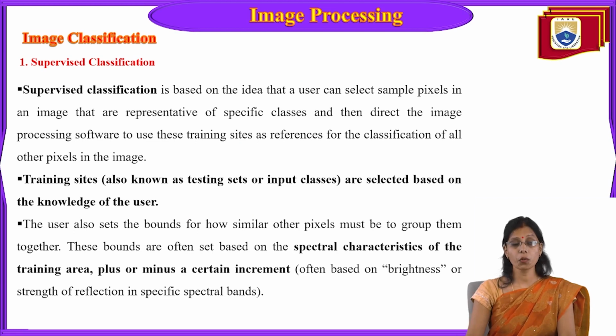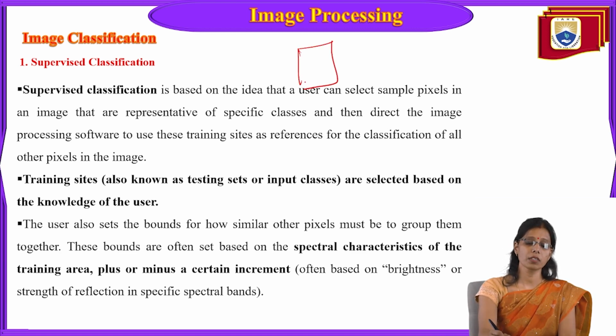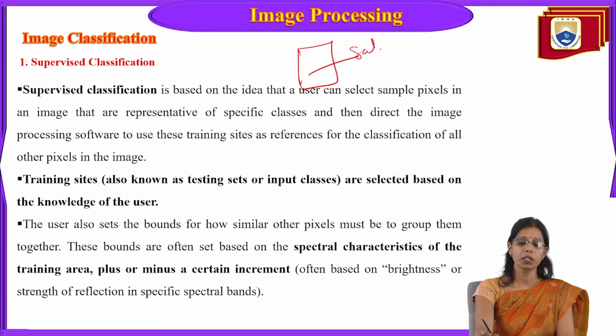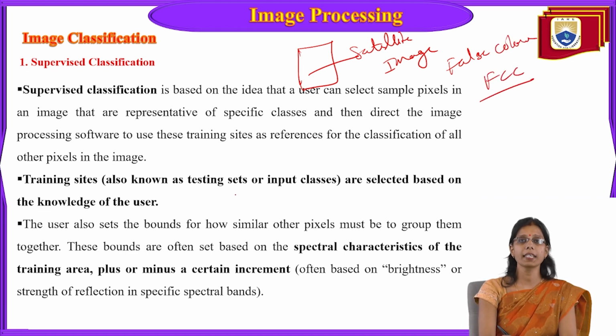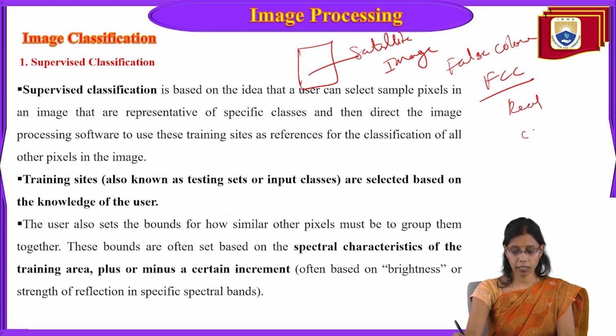Now image classification. So what is image classification? We have two types: one is supervised classification, the other is unsupervised classification. When you get a satellite image, the image is a false color FCC. This FCC is to be converted into real colors, or we can assign some color if you want, whatever it may be.